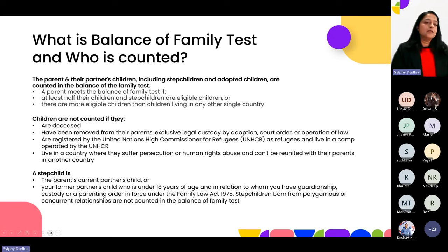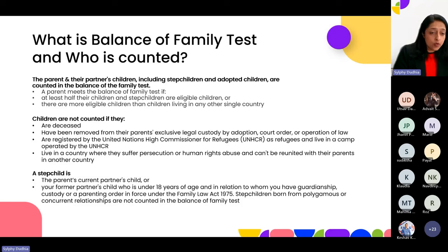Now, what is the balance of family test? This is the most important criterion to be fulfilled. A parent meets the balance of family test if at least half their children are eligible children. For example, if the applicant has 4 children, 2 living in Australia as a permanent resident, Australian citizen or eligible New Zealand citizen, and 2 children are offshore, living in some other country, they do pass the balance of family test because at least half of their children are living in Australia.